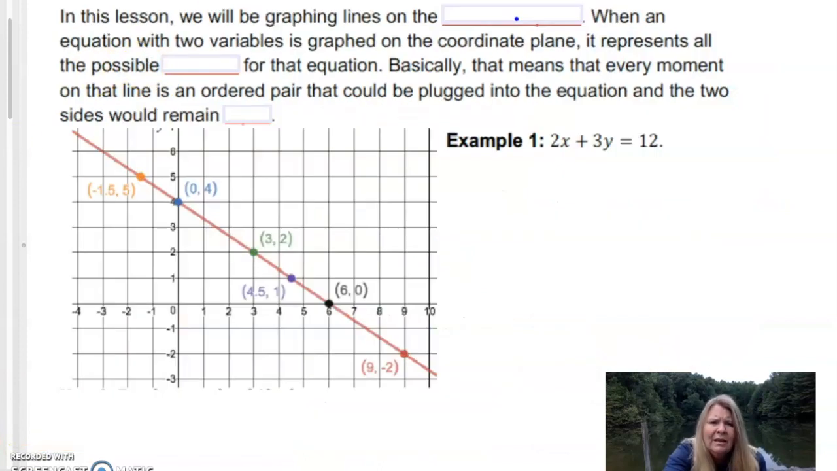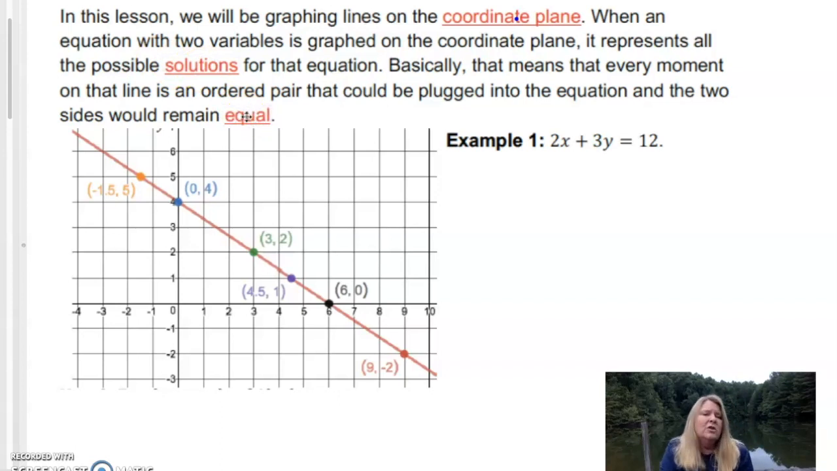So in this lesson we'll be graphing on the coordinate plane, and what we need to remember is that when an equation with two variables is graphed on the coordinate plane, every possible solution for that equation is represented by that line or the curve or whatever it happens to be that's graphed there. Basically, that means every point, every ordered pair, and it doesn't have to be exactly in the corners, is a solution, and when we plug it into the equation, the two sides will remain equal. So let's look at that.